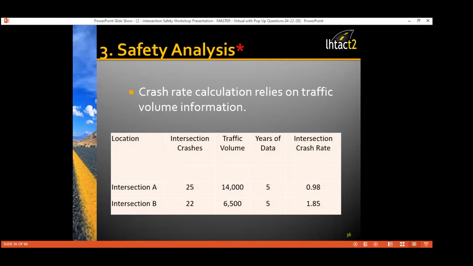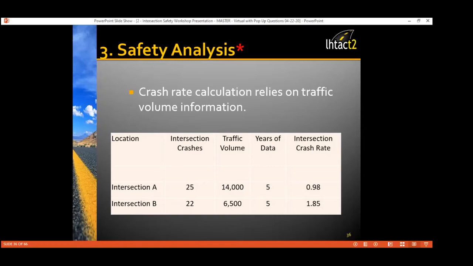And that's why we got that number 1 million in there, even though it has a lower traffic volume. So people might say, wait a minute. The traffic volume is approximately half at intersection B. The crashes are a few less, but when we introduce the analysis of crash rate, it looks like that might be the best place to spend our money.